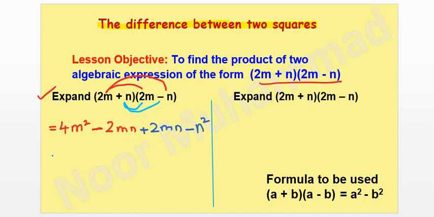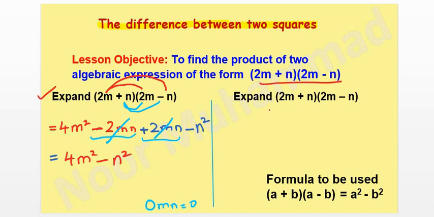Now to simplify this, clearly you can see that this negative 2mn and this positive 2mn have different signs, they are like terms, so we will subtract them. So 2 minus 2 will give us 0. So 0mn means it's 0. So no need to write this, just cancel out these two and our final answer will be 4m squared minus n squared. Right, this will be the final answer.